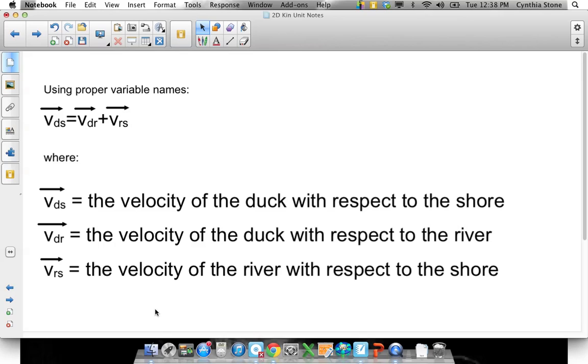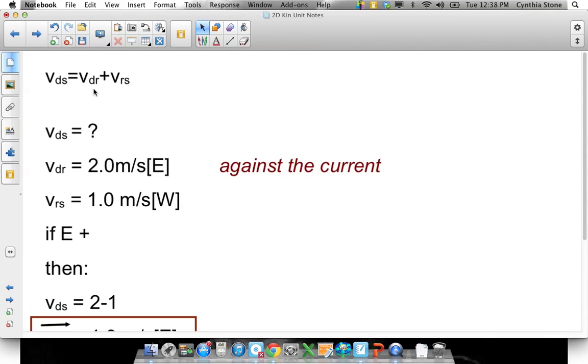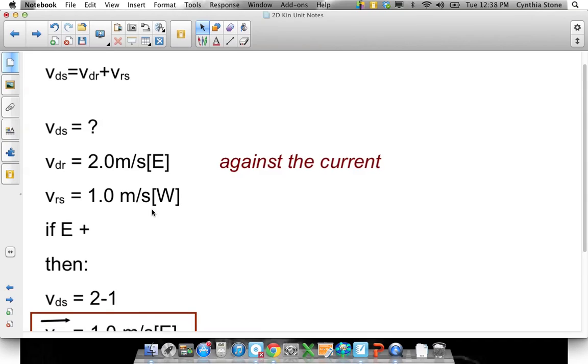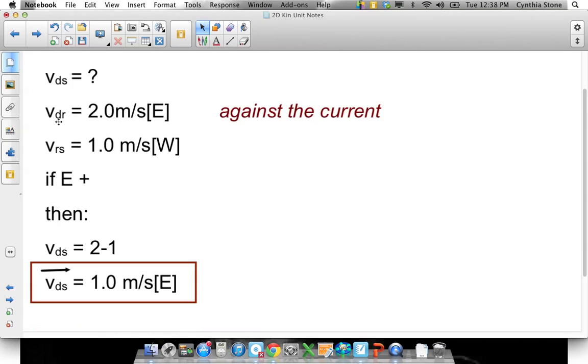In the grade 12 course, where we do two-dimensional vector relative velocity, you have to use it. You have to get used to using the proper terminology in the vectors, the vector names. So here's my math I'm doing, vectors, and I want to find VDS. Well, my duck with respect to the river is 2 meters per second, and it's east, because remember, it's going upstream. So if there was no current at all, it would be moving 2 meters per second east.